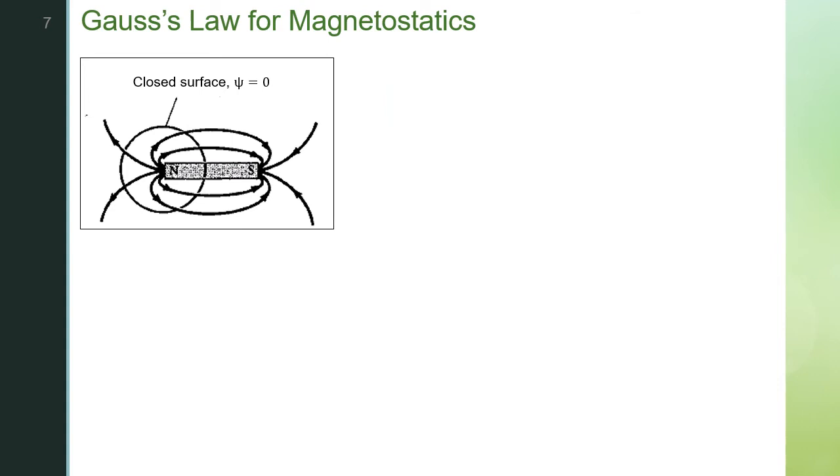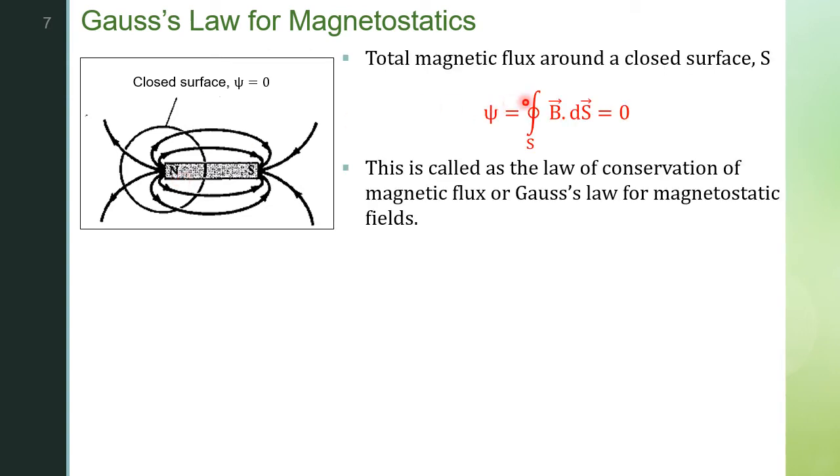Now we will be discussing the magnetic equivalent of Gauss law. We are considering a closed surface around one of the poles in a magnet. When you consider the closed surface, the amount of flux crossing that closed surface will be equal to zero. It is because whatever flux is coming out is coming in the opposite direction through the inner part of the magnet. Therefore, according to Gauss law, the total magnetic flux around a closed surface will always be equal to zero in the case of magnetostatics. That is, psi is equal to the closed integral over S of B dot ds, and that is equal to zero.